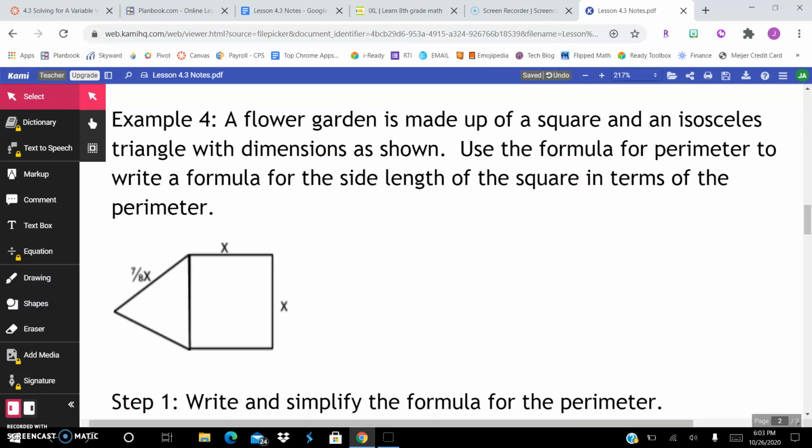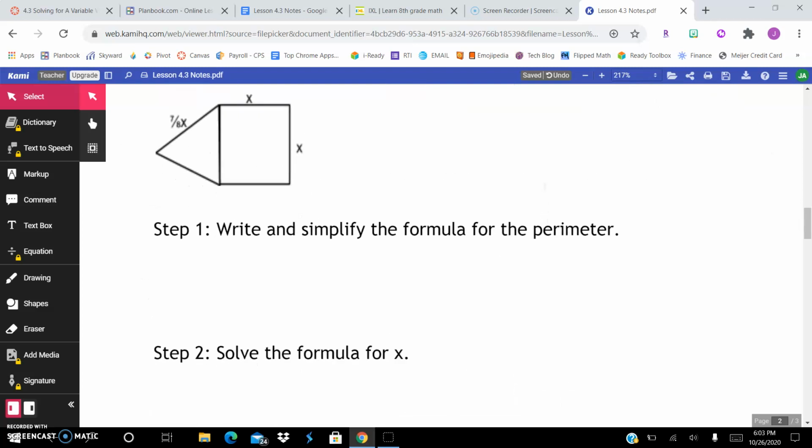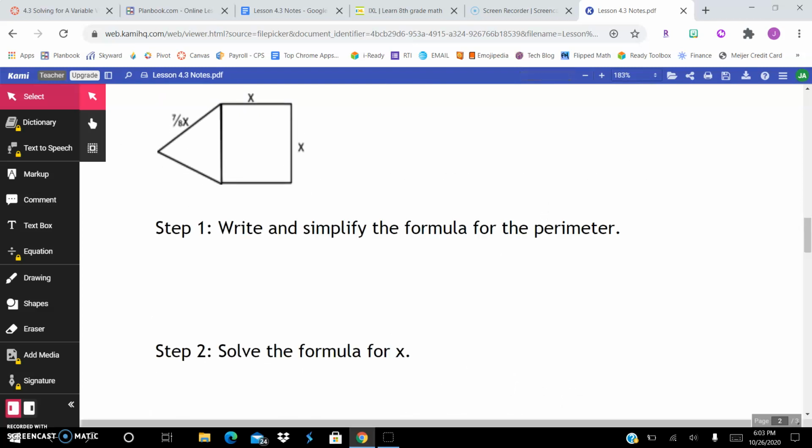Example 4, a flower garden is made up of a square and an isosceles triangle with the dimensions as shown. Use the formula for perimeter to write a formula for the side length of the square in terms of the perimeter. So step 1 wants us to write and simplify the formula for the perimeter.